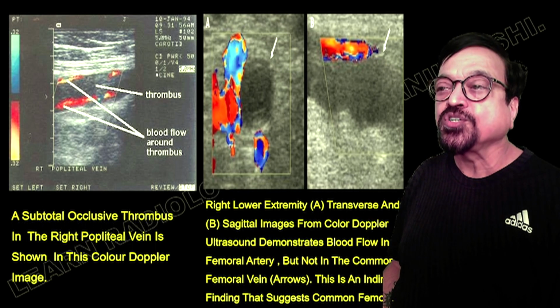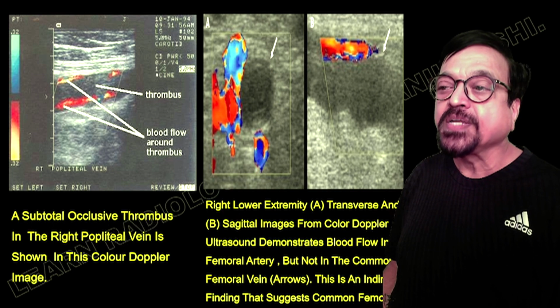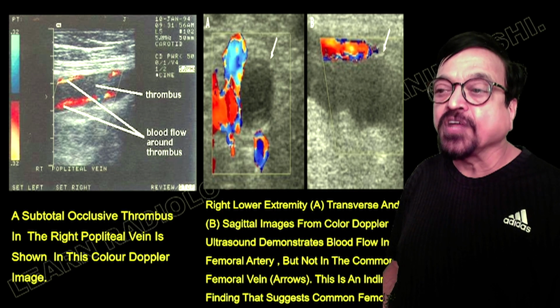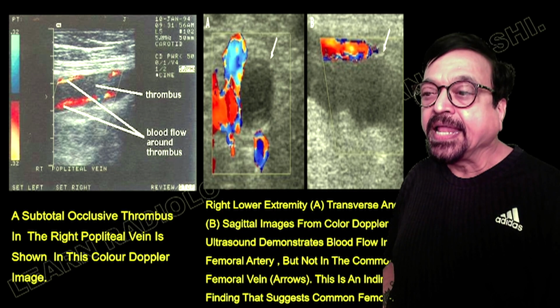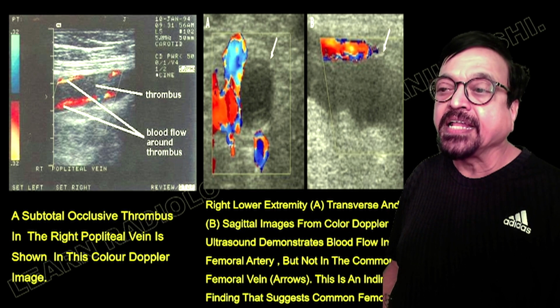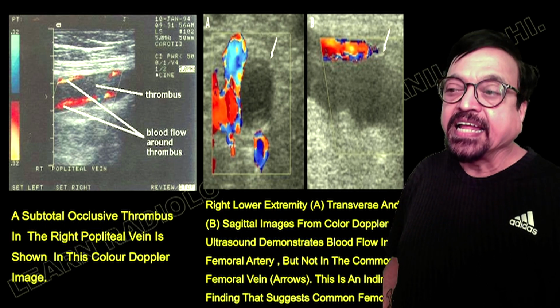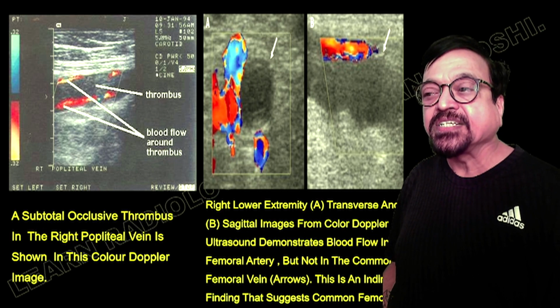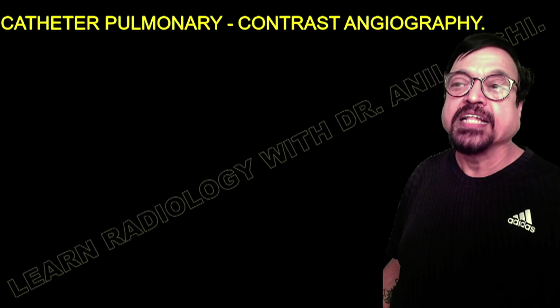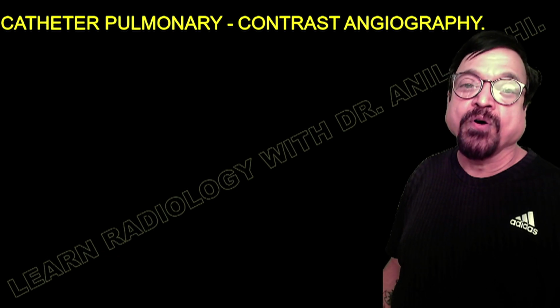Here also we are shown in color Doppler images transverse and sagittal images of color Doppler showing blood flow in the femoral artery, but not in the common femoral vein. There are the arrows, and this is an indirect finding that suggests common femoral artery thrombosis. These patients are prone for embolization.